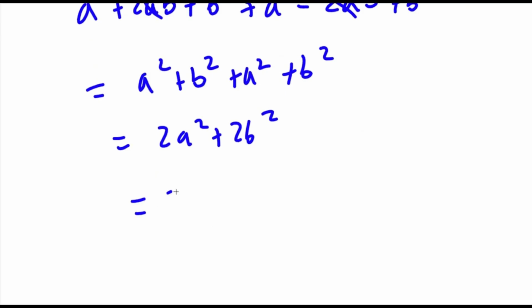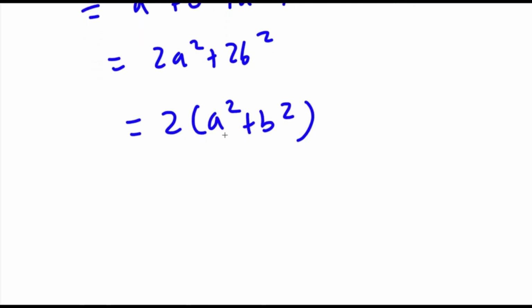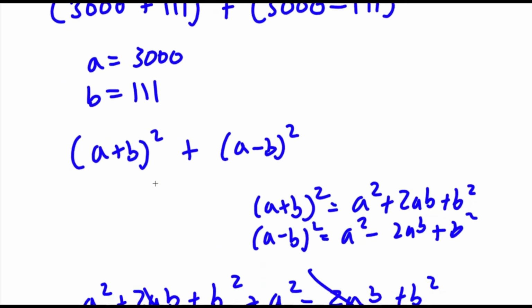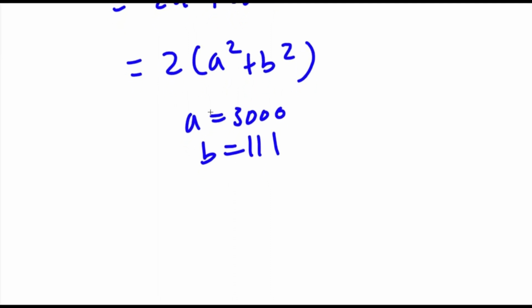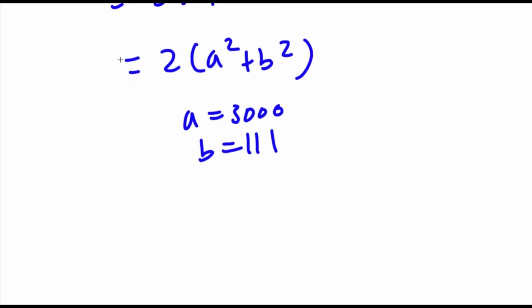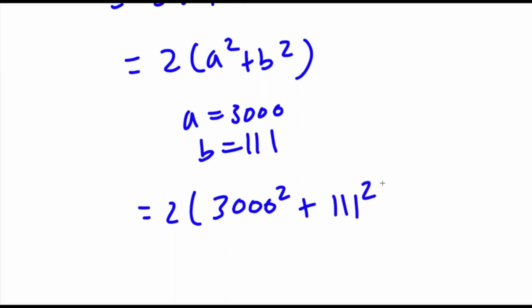Now if I factor out 2 from this, I get 2 times (A squared plus B squared). Now remember how we set A equal to 3,000 and B equal to 111. So now if I substitute these values back into here, I get 2 times (3,000 squared plus 111 squared).